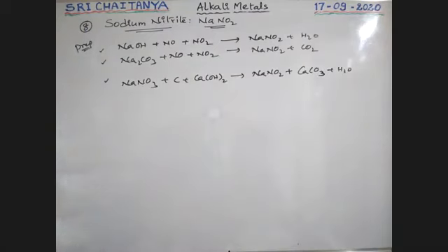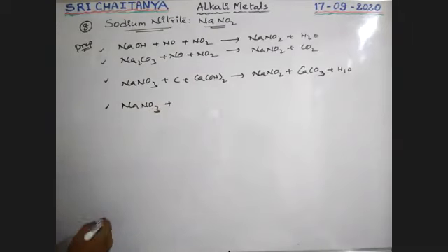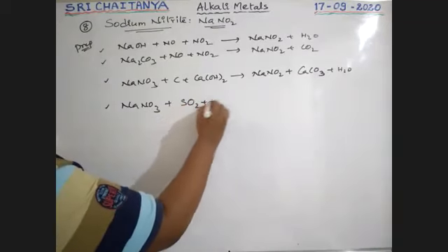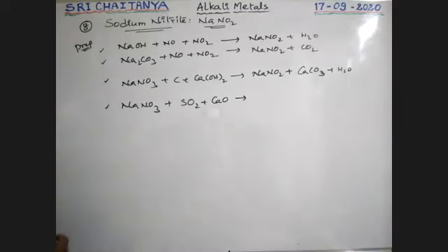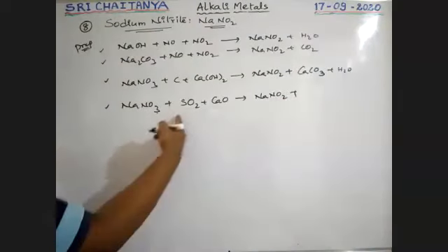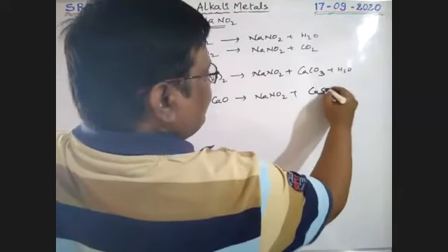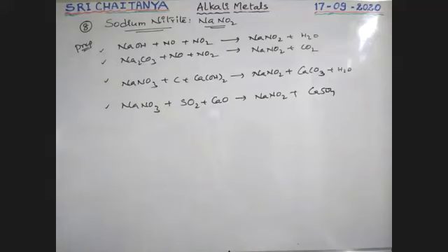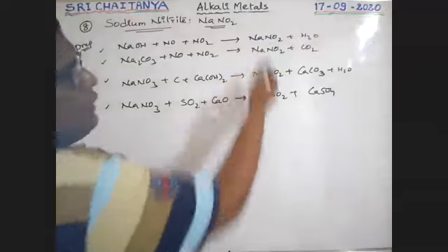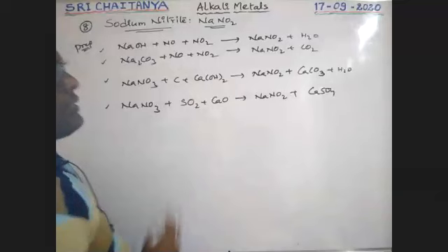Same, when NaNO3, sodium nitrate, reacts with SO2 plus CaO, calcium oxide, that gives NaNO2 plus CaSO3 or CaSO4, calcium sulfate, as the product. These are some other preparation methods for NaNO2. Already in the previous topic, some preparation methods were given. Now these are other preparation methods.